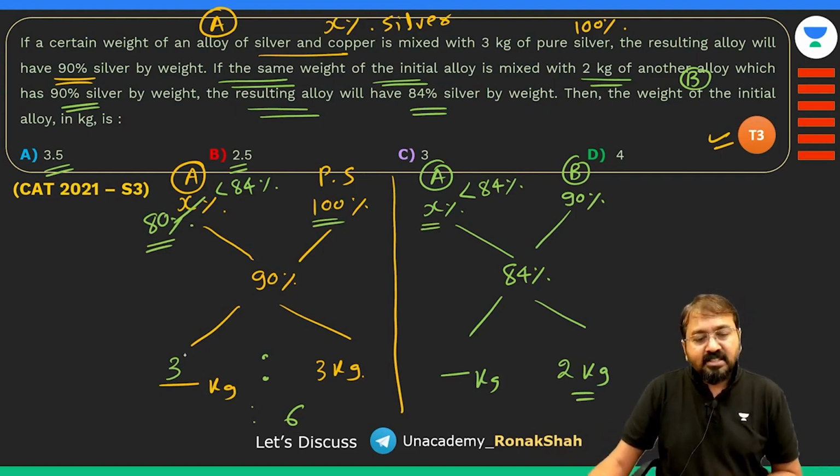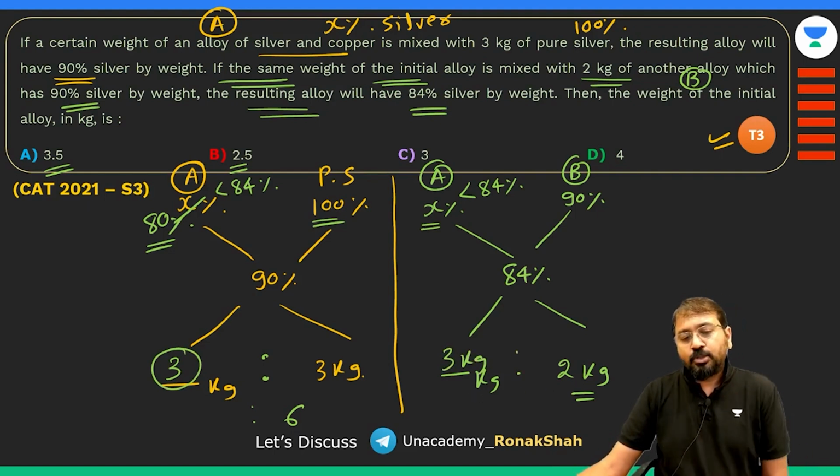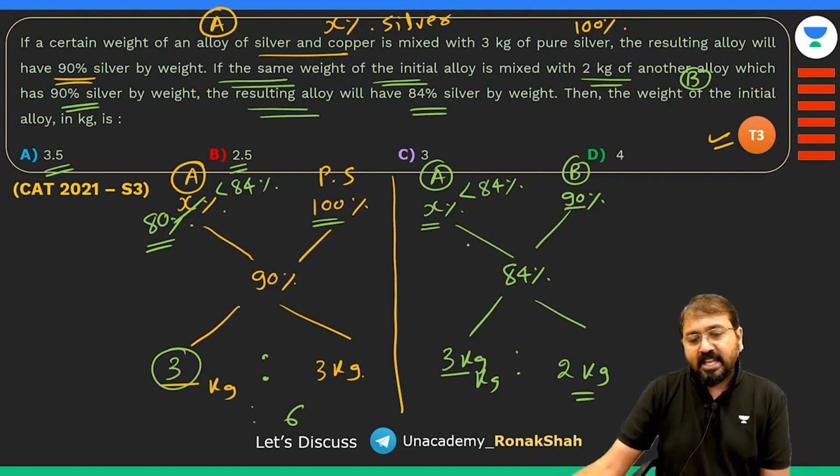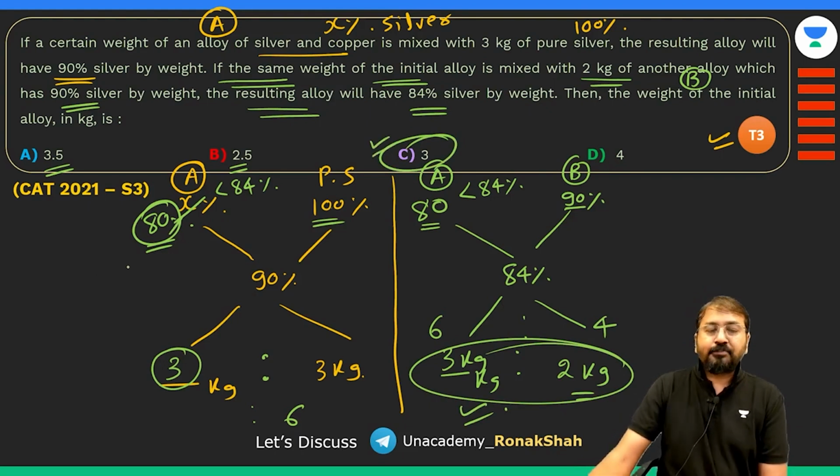So let's see whether this 3 kg gels over here or not. If I take 3 kg over here and 2 kg over here, I am mixing them in the ratio 3:2. 90 minus 84, so of course X has to be 80 as what we have received over here. So 80, 90 minus 84, it will be 6. 84 minus 80, it will be 4. 6:4 is nothing but 3:2. Yes, you are getting that. So it has to be 3 kg of the first alloy.